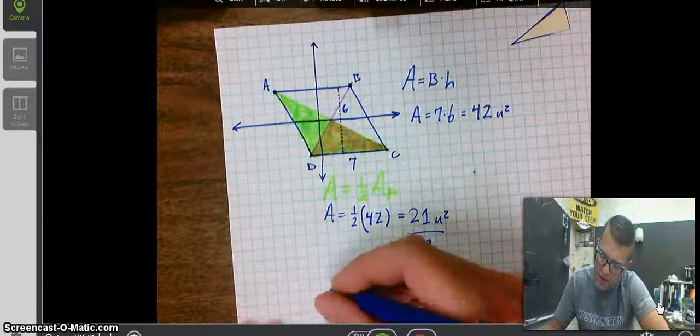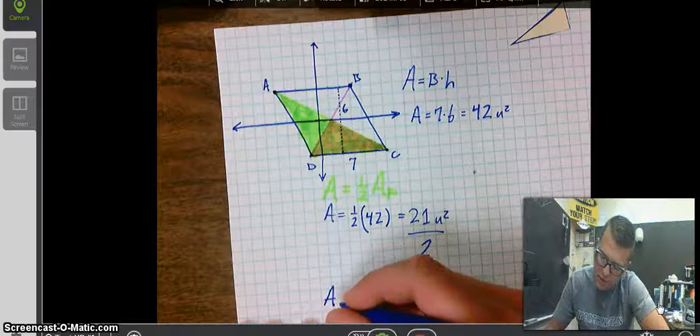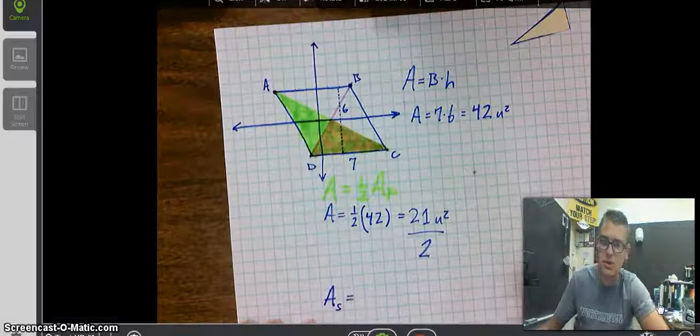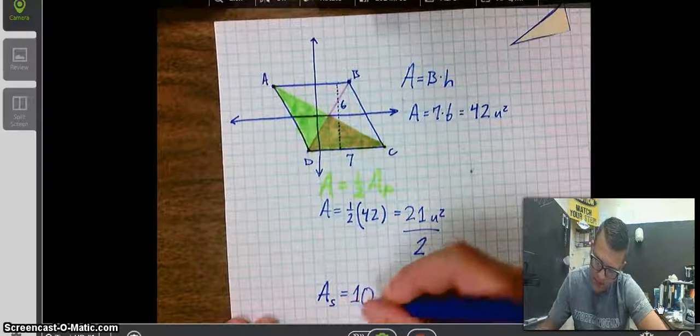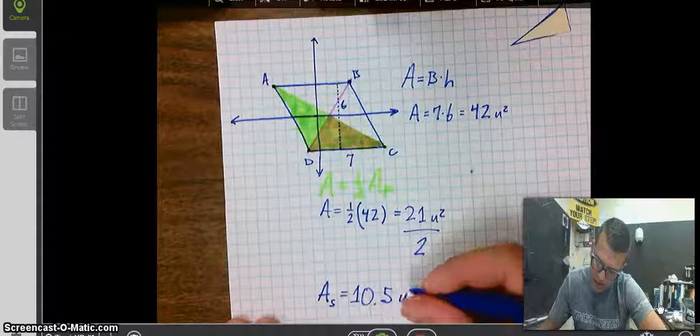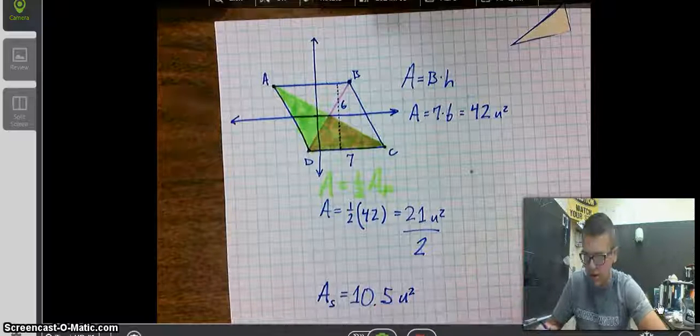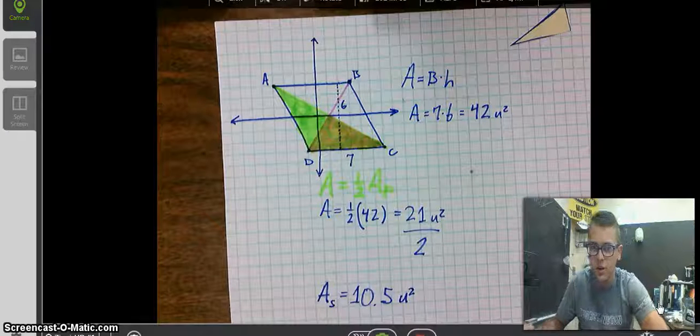So since we know it's 1/4 of the entire parallelogram, or half of this section, we can just then, again, divide this by 2 and say the area of the smallest triangle, so I'm going to say A sub S, the area of the small triangle formed, it's going to be 21 divided by 2, which comes out to be 10.5, and always make sure you have a label. So we will say units squared, since we do not know what units we're working in.